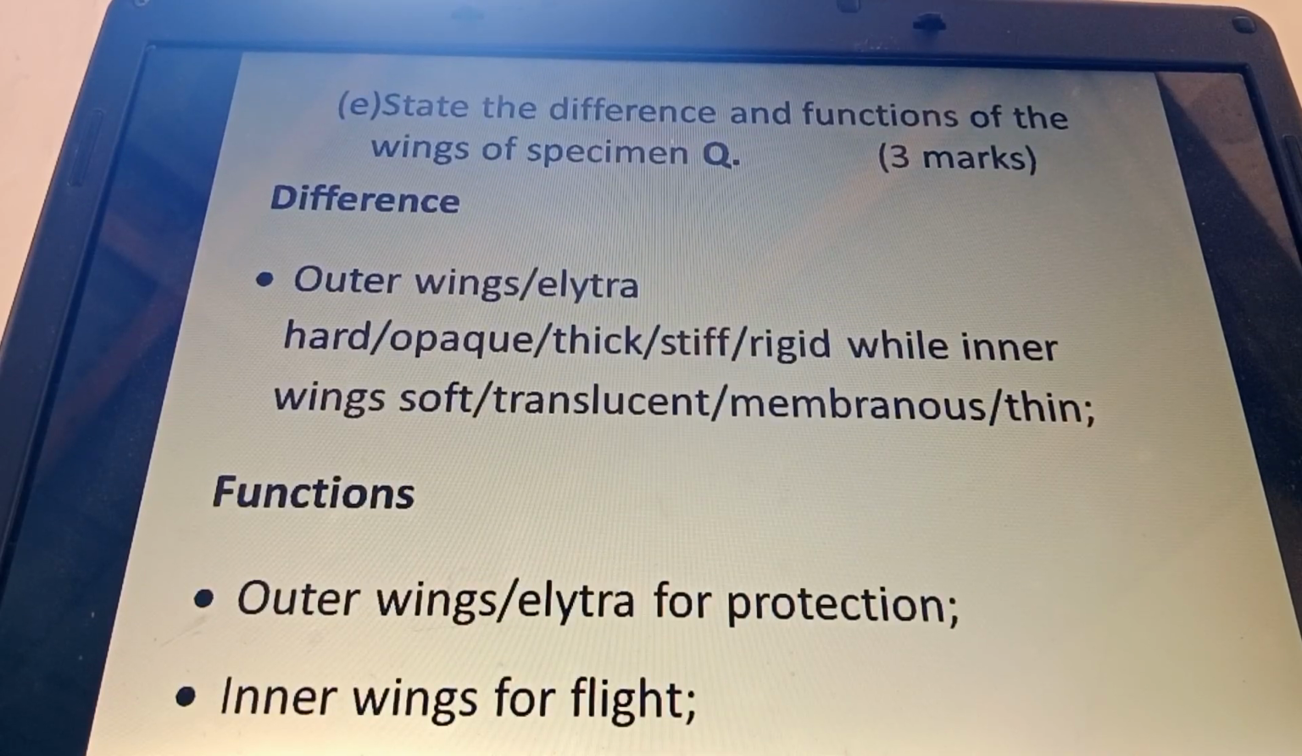State the difference and functions of the wings of Q. Difference: outer wings are hard, while inner wings are soft. Outer wings are opaque, while inner wings are translucent. Okay, you just have to match the comparisons. Functions: outer wings for protection, inner wings for flight.